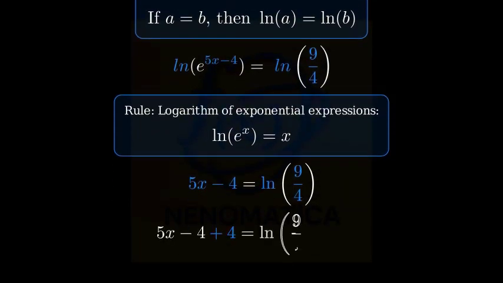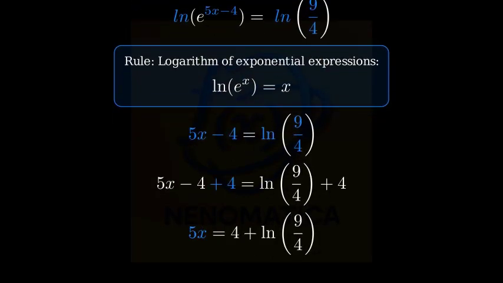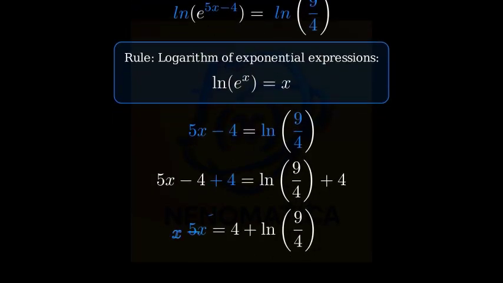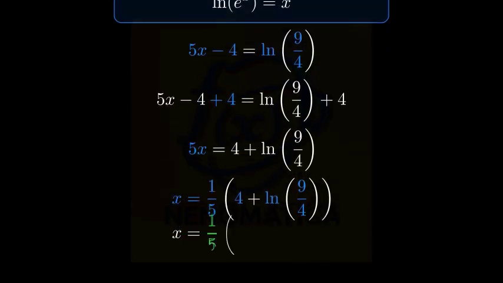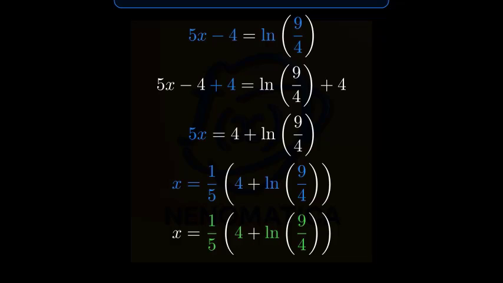Now we'll solve for x by first adding 4 to both sides of the equation. Simplifying the left side, we get 5x. Finally, we divide both sides by 5 to isolate x. Therefore, our solution is x equals 1/5 times the quantity 4 plus the natural logarithm of 9/4. This is the exact answer in terms of logarithms.